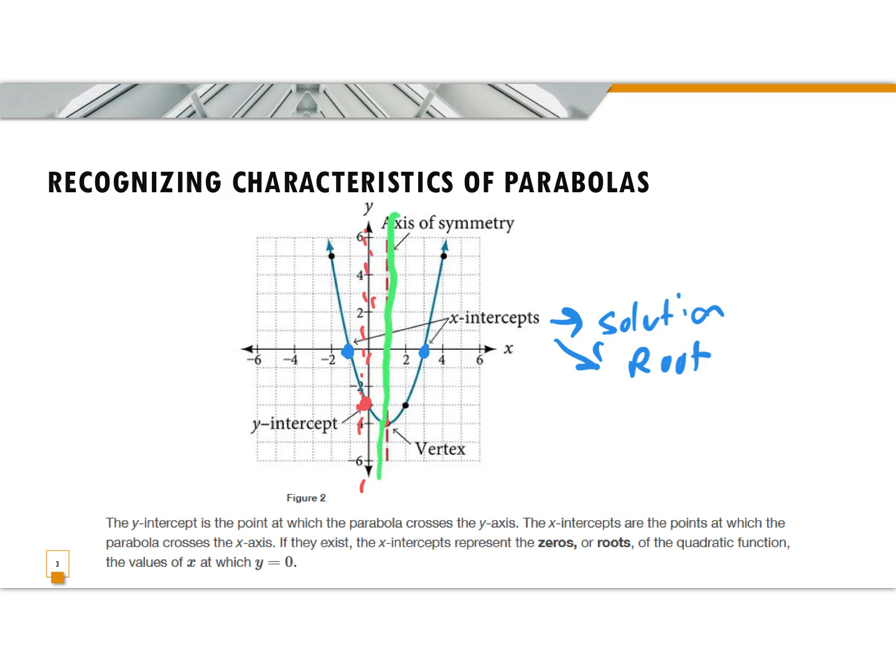Then we have the exact center of this parabola. It has to go through the vertex. That's called the line of symmetry. I just call it LOS. Line of symmetry.